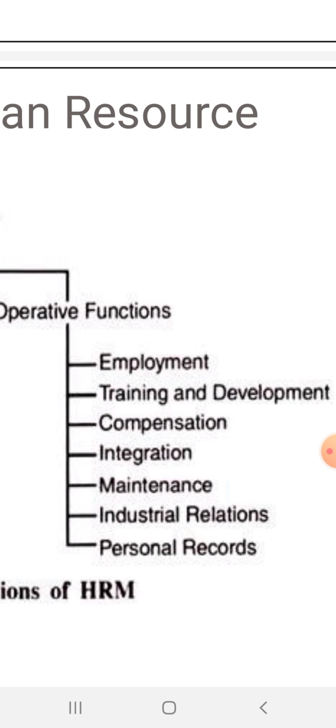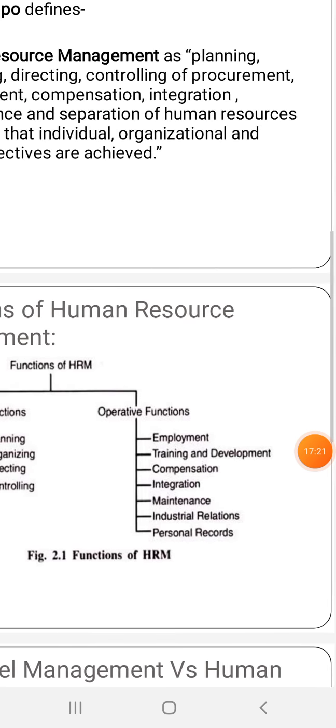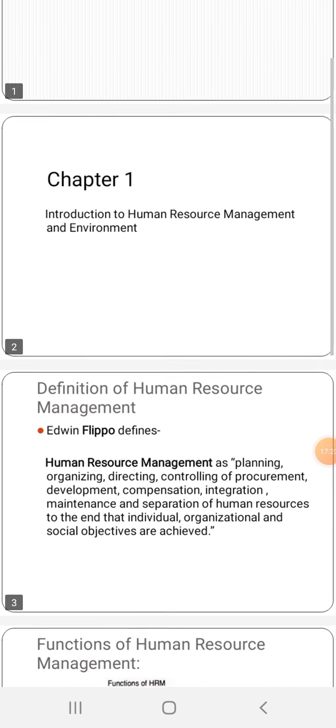This should be there so that we have a proper proof for any activities that are happening in the organization. So this is what the first class covered.